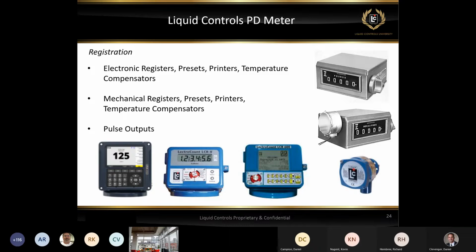Also with electronics, you can do the temperature compensation preset, and you can send a signal to a printer to print your delivery tickets. Most custody transfer applications require that you print a delivery ticket with the information of the delivery, the product, if it's temperature compensated, if it's compensated to either degrees Fahrenheit or degrees centigrade. And that is the receipt that the customer would receive for making that delivery. The next one, please.